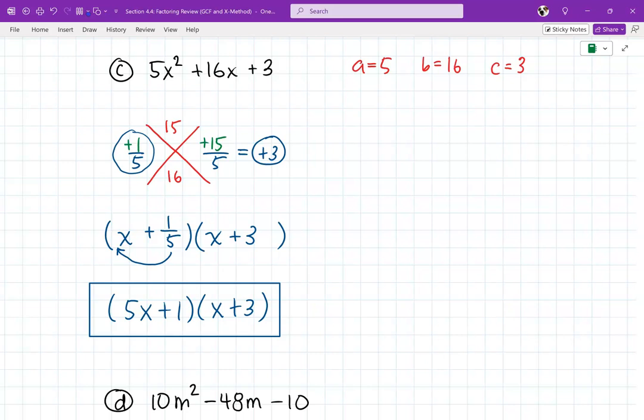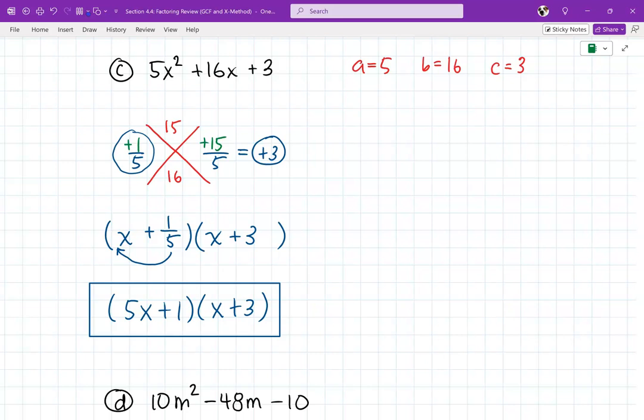Where did I get the 15? On the very top of the X? That's when you multiply A times C. For the top of the X part, you multiply A times C all the time. So 5 times 3 gave me 15.